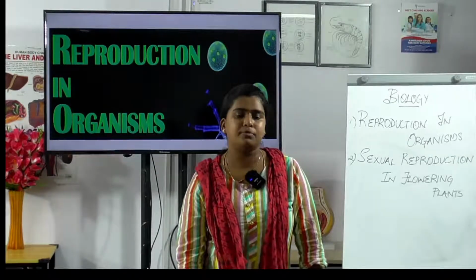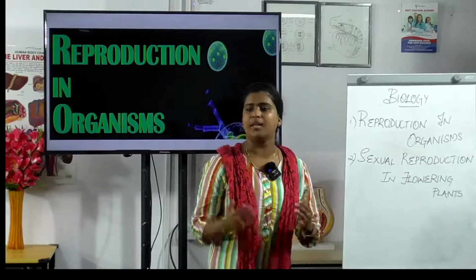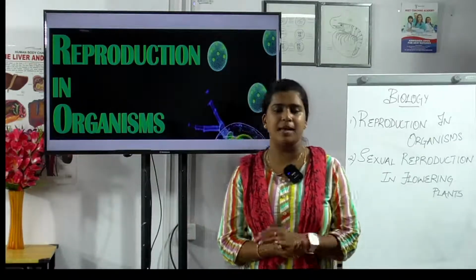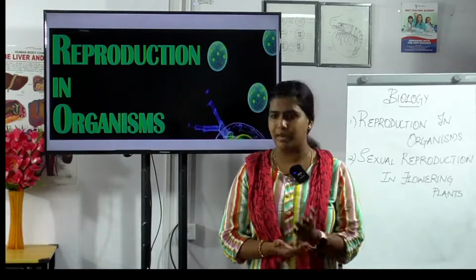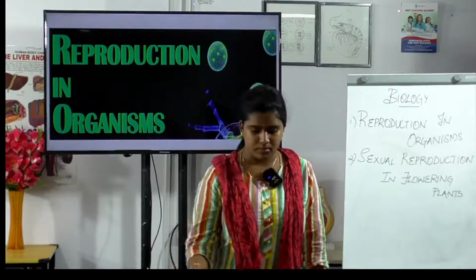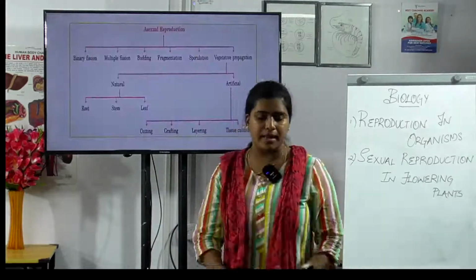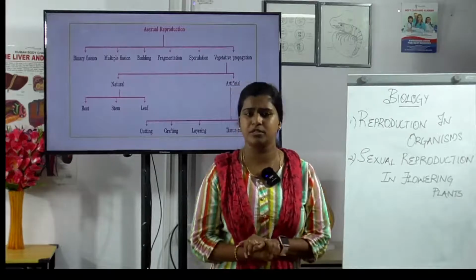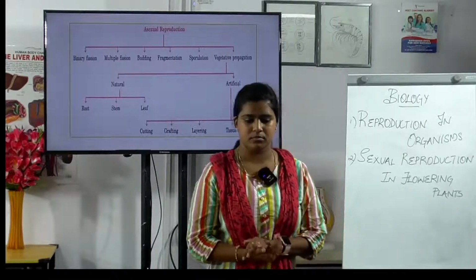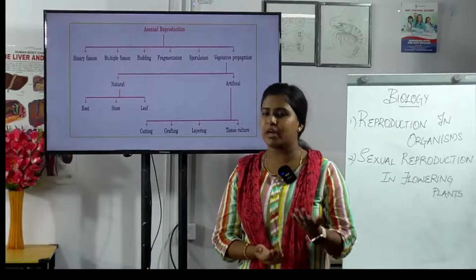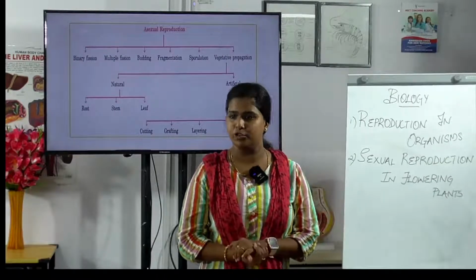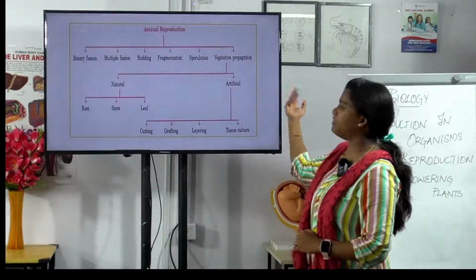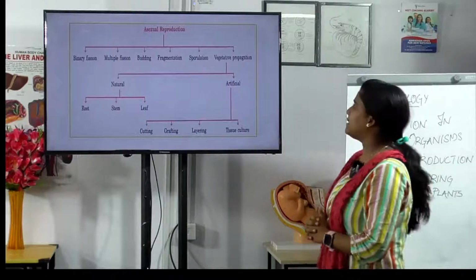And there are two types of reproduction. One is asexual, another is sexual. Asexual, only one parent. Now let us see about asexual reproduction. What is asexual reproduction? Involvement of one parent to give rise to their offspring without any gametic fusion. And there are different methods of asexual reproduction.